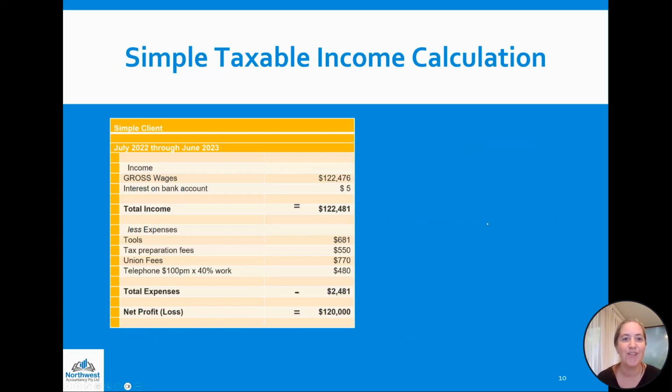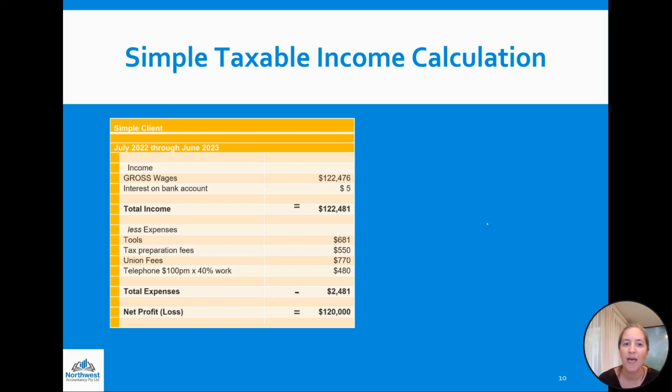Okay, let's have a look at our simple tax income calculation. So I've got very, very basic information here just so we can run through some numbers. So Mr. Simple Client, very, very unimaginative names. For the year of July 22 through to June 2023. So that's our tax year from 1st of July until the 30th of June. They've had income from gross wages of $122,476. Then we add on the interest from the bank account.